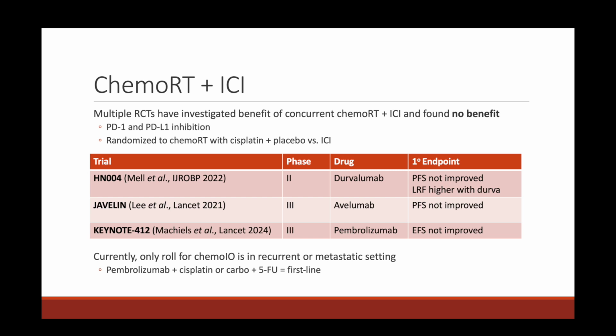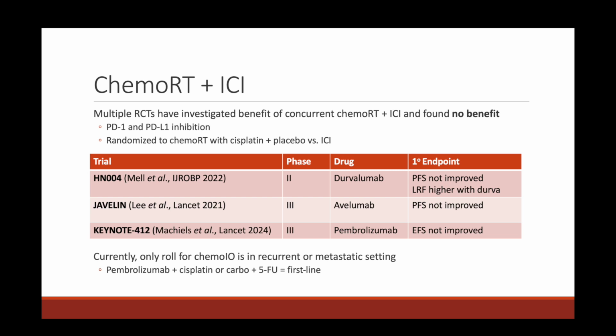So the trials are listed here in this table, HN004, the Javelin trial, Keynote 412. These all randomized patients to standard chemoradiation with concurrent cisplatin, plus either placebo versus immune checkpoint inhibition. And the drugs that were investigated in these three different trials were durvalumab, avelumab, and pembrolizumab, and they were all negative across the board. Most of them had a primary endpoint of progression-free survival, and this was not improved with the addition of concurrent immunotherapy.